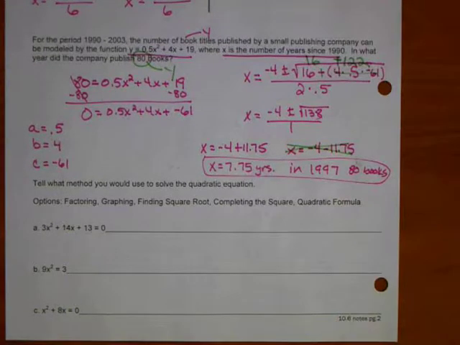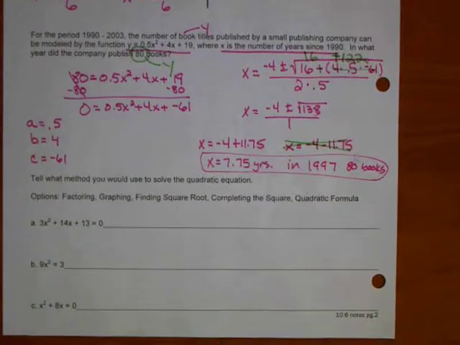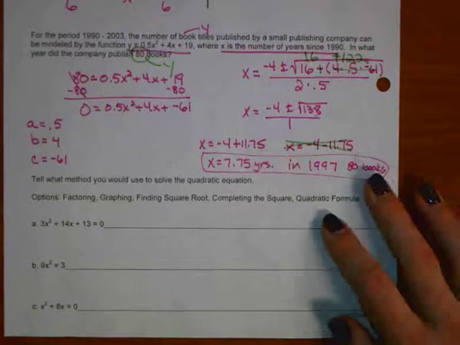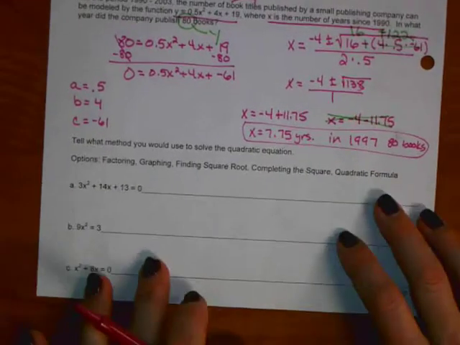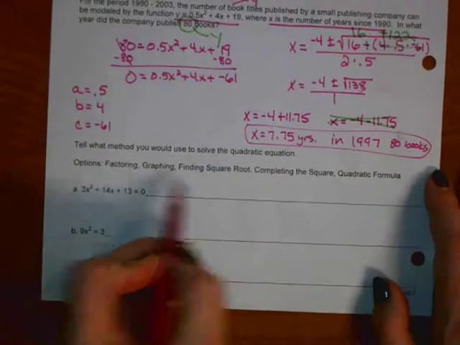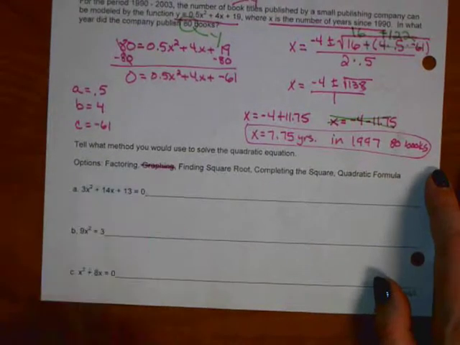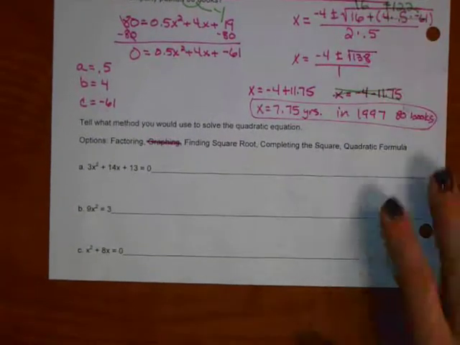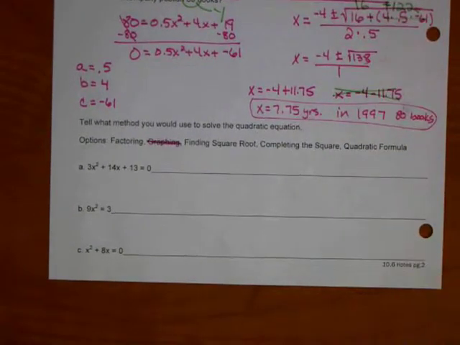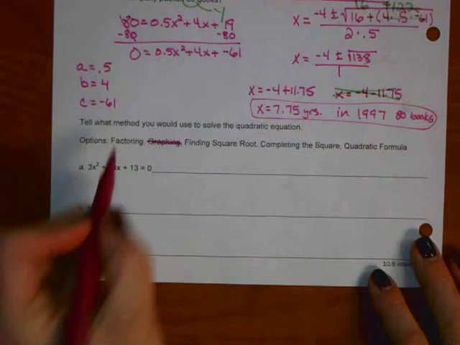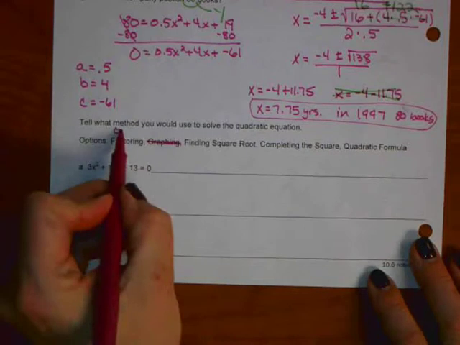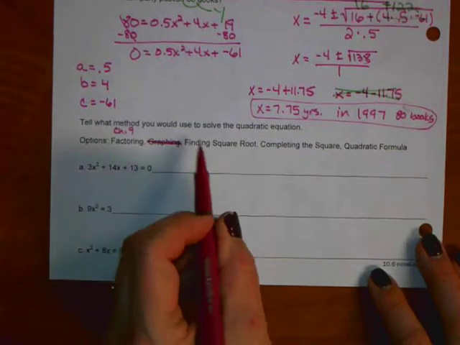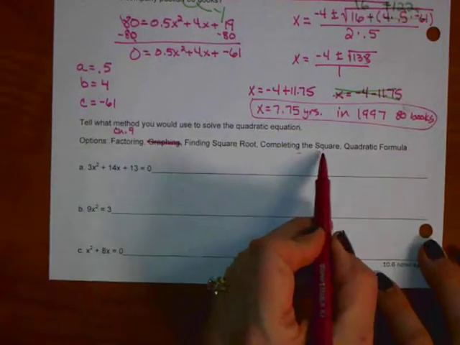Okay, all right, let's talk about this. Almost done. Hang there with me. Tell what method you would use to solve the quadratic equation. We have not done graphing yet, so cross off graphing. That's coming. All right, so you learned factoring in Chapter 9. Finding the square root, I can't remember where that was. You just did completing the square, and we've done the quadratic formula.